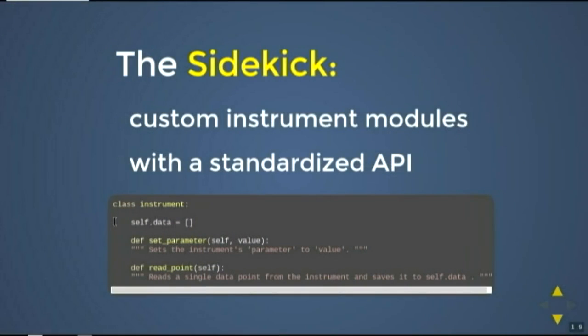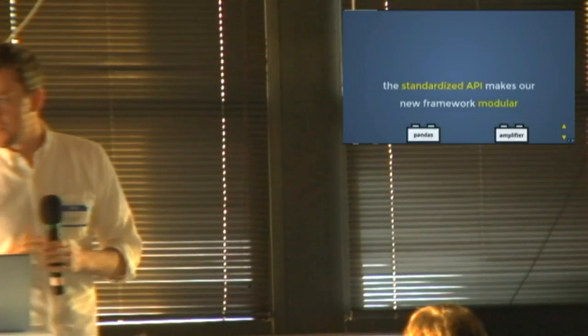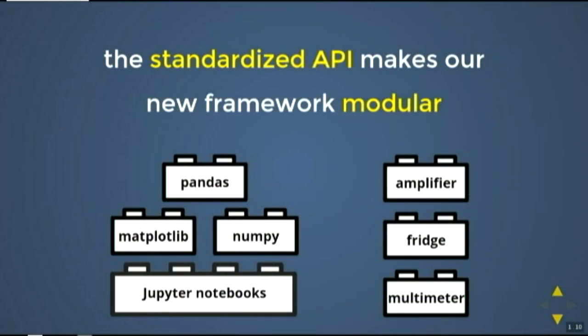Each instrument module has an internal data store that keeps track of the data we're measuring with that particular instrument. Each one has a suite of set parameter methods, so things like set the magnetic field, set the temperature, set the voltage, or whatever. And finally, a read point method, which takes a single measurement using that instrument with whatever configuration we've defined so far. And this is really handy because it makes our new setup really, really modular.